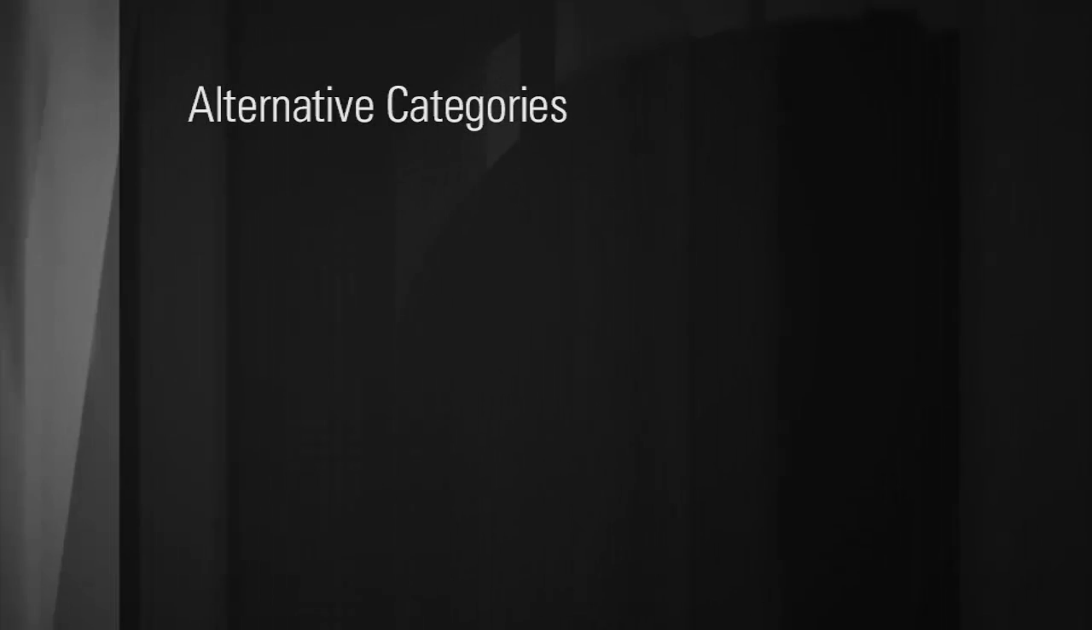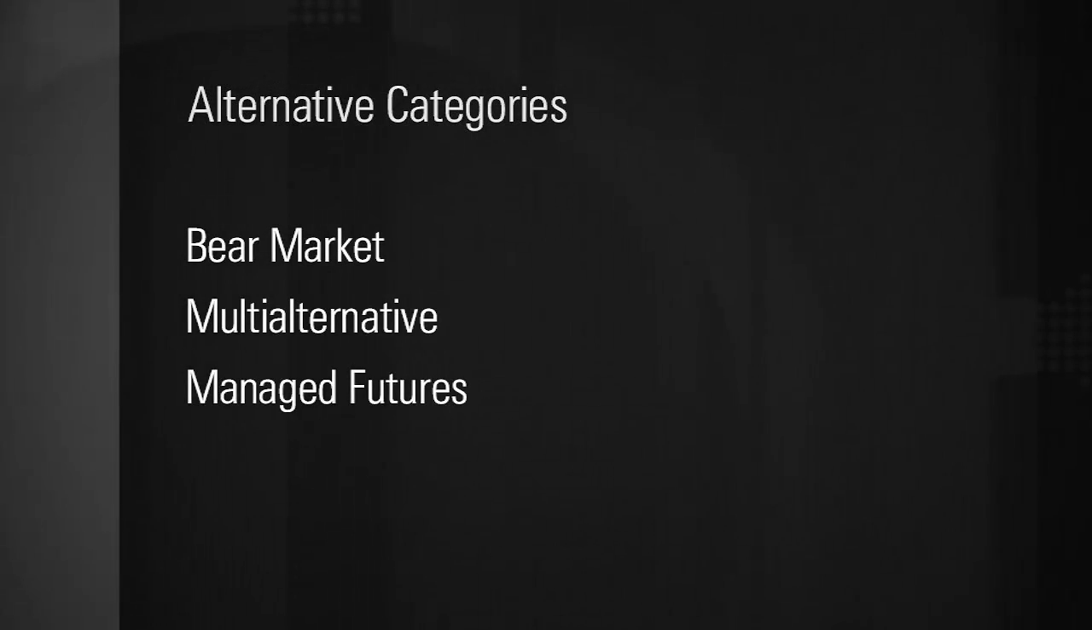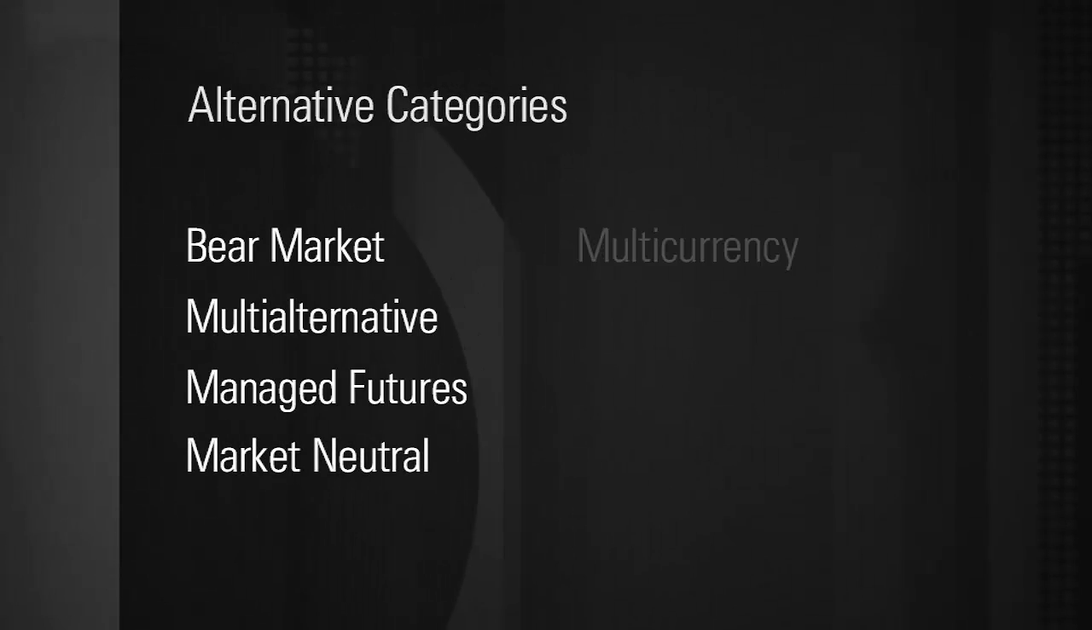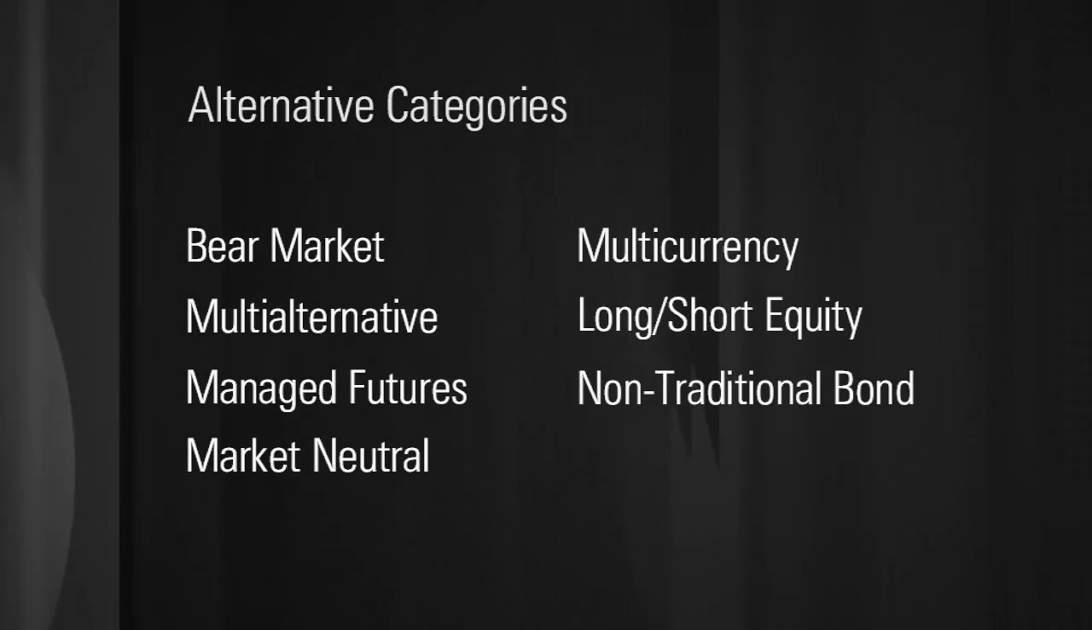And so that breaks down into roughly 7 different categories in the open-end alternative universe that Morningstar defines as alternative. And those are bear market, multi-alternative, managed futures, market neutral, multi-currency, long-short equity, and non-traditional bond, which is generally a hybrid category that has some alternatives and some traditional funds as well.